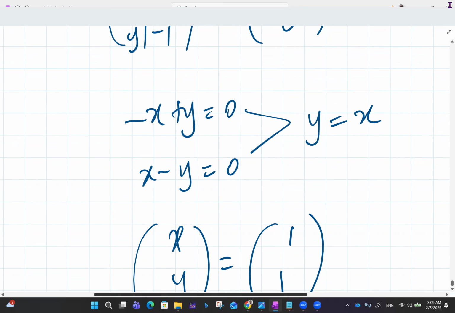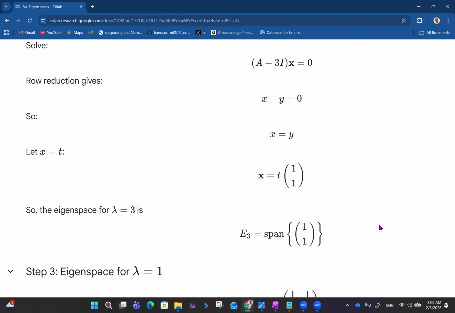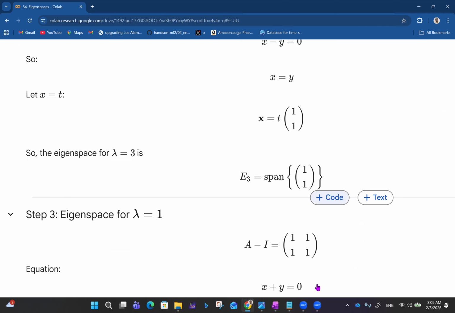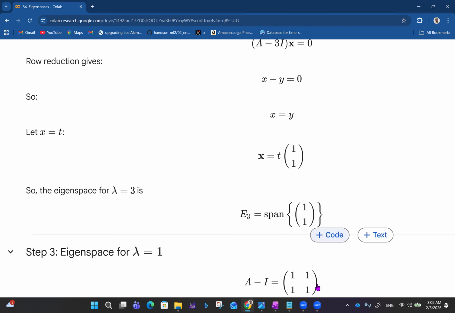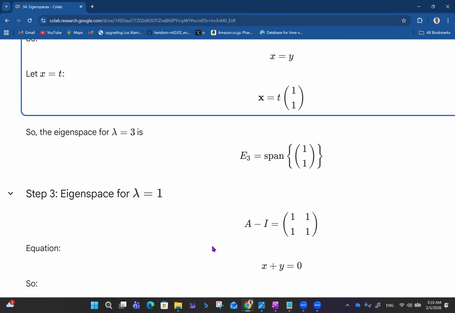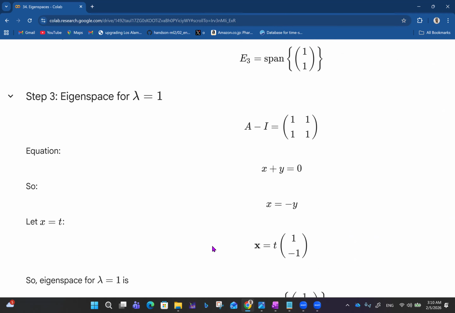So you have 1, 1 as the eigenvector there. All you now need to do is write that the eigenspace for lambda equals 3 is E3, which is the span of 1, 1. Just like you get an eigenvector corresponding to each eigenvalue, the eigenspace is just like that, except that you now write the span of that eigenvector. So in a way, you can say that an eigenspace is the span of an eigenvector. That's all.